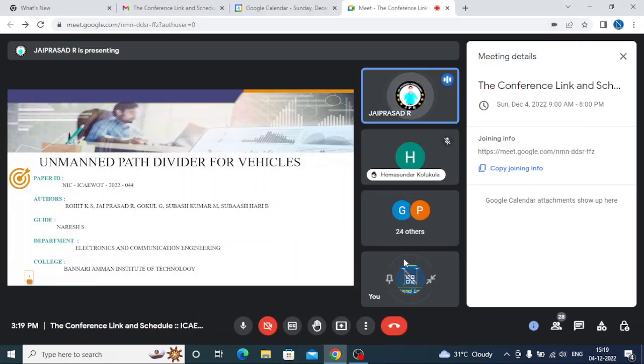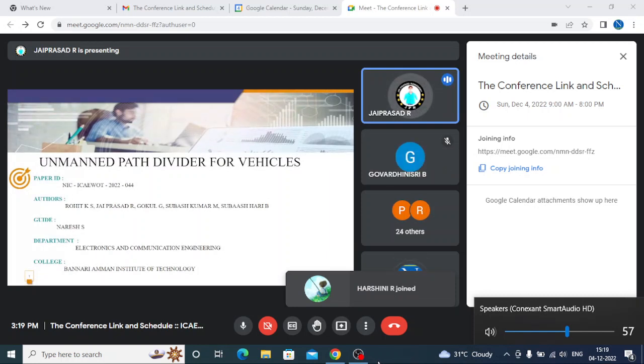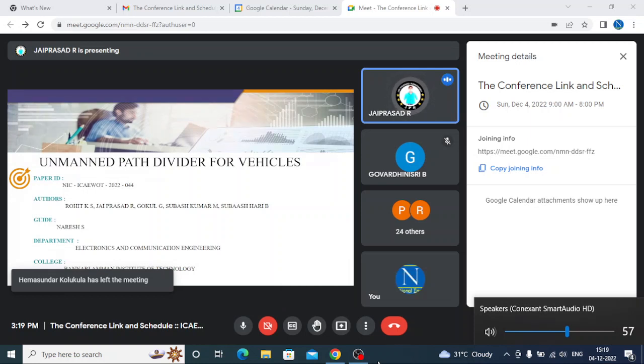Good afternoon, sir. Am I audible, sir? Yes, audible now. Good afternoon, sir. We are here to present the idea of our project titled Unmanned Smart Divider for Vehicles. We are students from Bannari Amman Institute of Technology. My name is Jay Prasad R from the second year EC department.